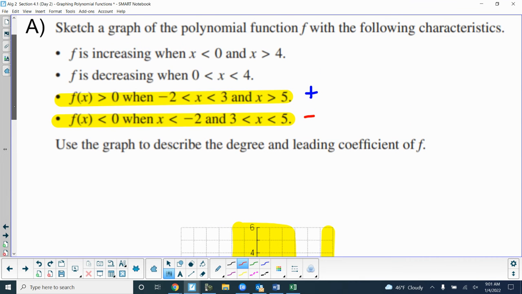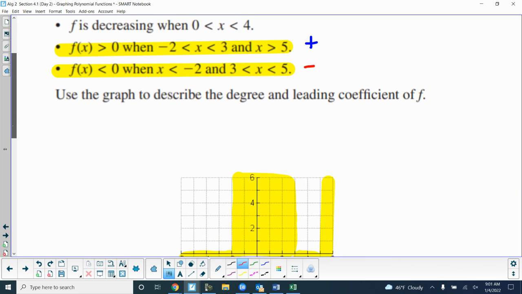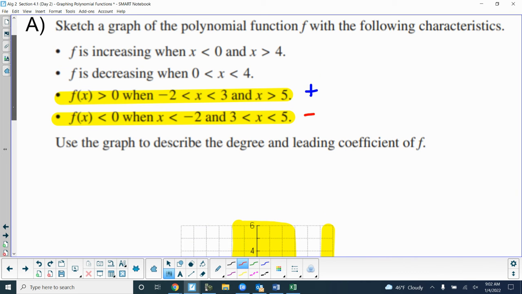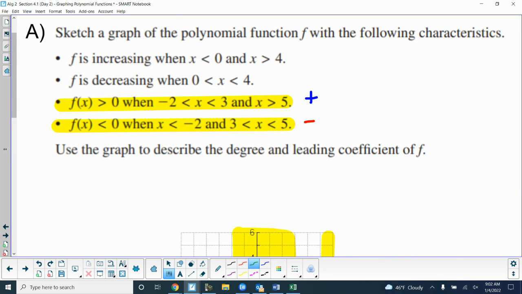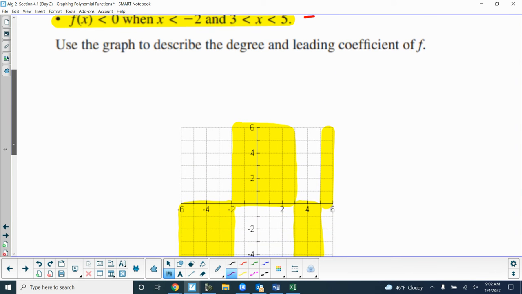Now, increasing when it's less than 0. And what do we use for increasing? Green. And then purple for decreasing, which it's already telling us there, right? So when it's less than 0, it's increasing, and greater than 4.